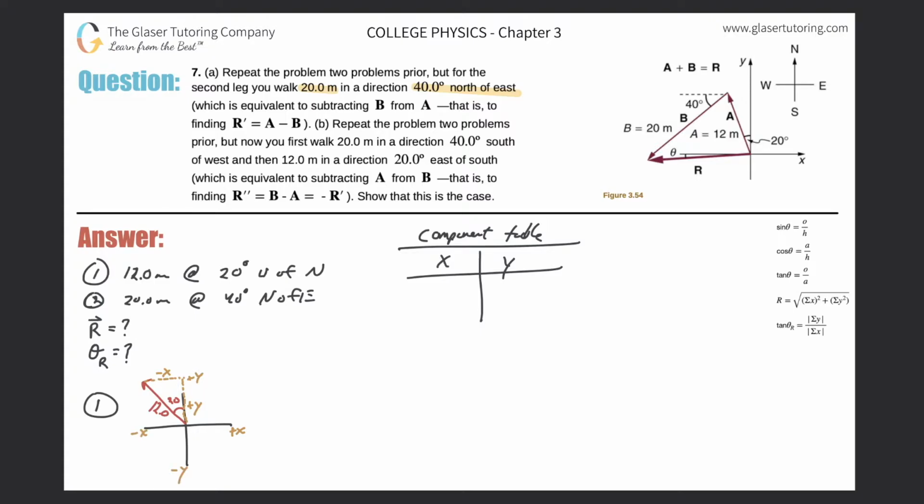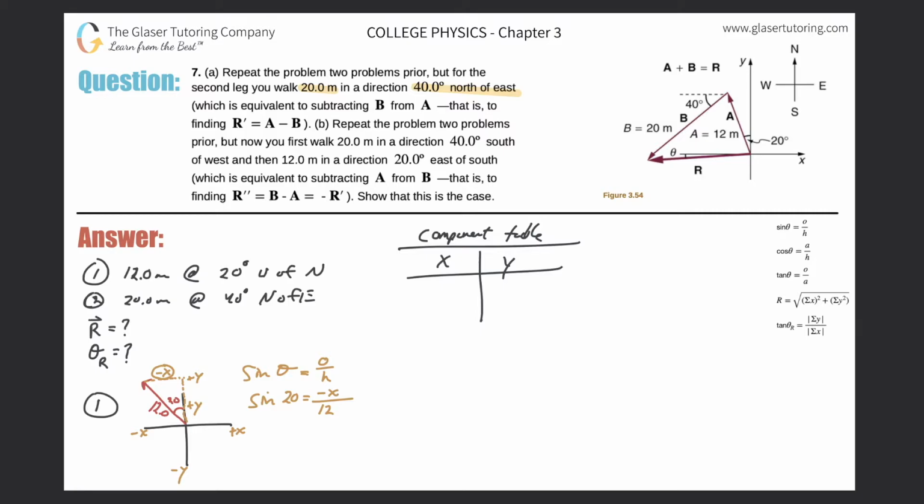It doesn't matter which one we do first, so let's solve the x. Remember, you know the hypotenuse, you know the angle, and we're looking for the side opposite of the angle. That means you would be using sine. Sine of theta is equal to the opposite side over the hypotenuse. So the sine of our angle, 20, is equal to the negative x component over the hypotenuse, 12.